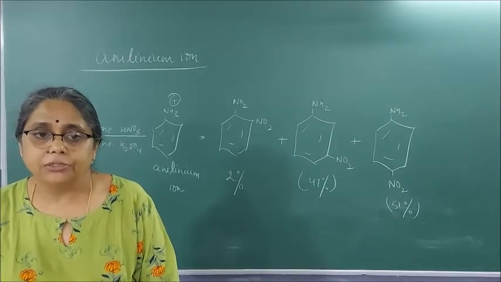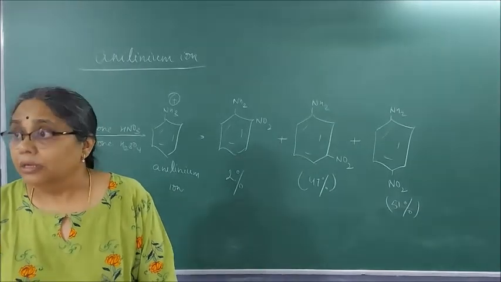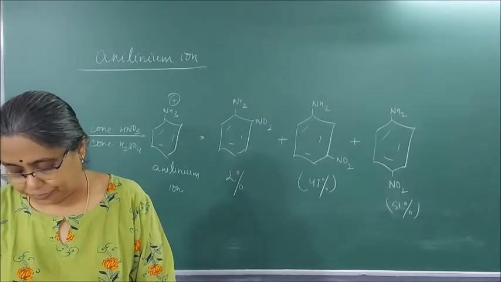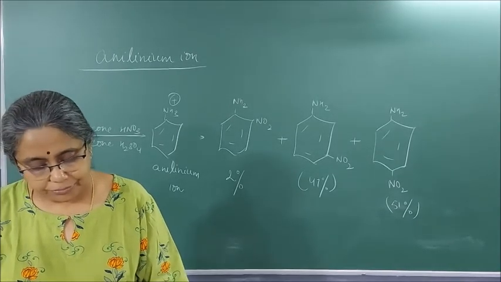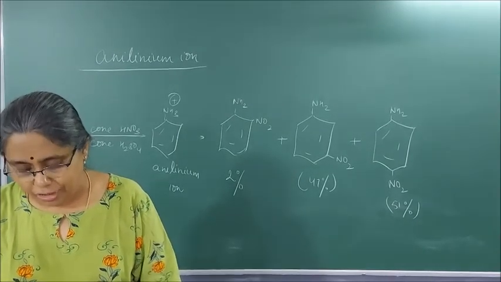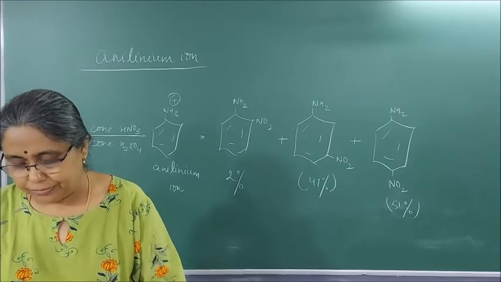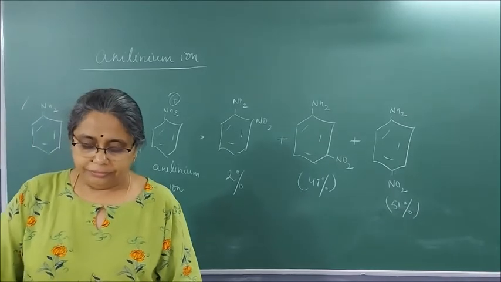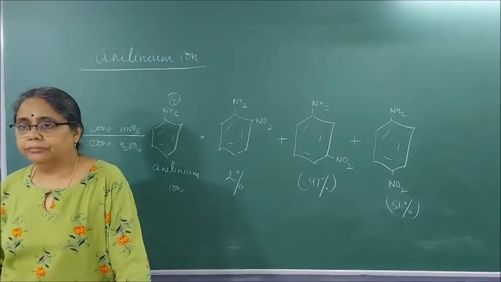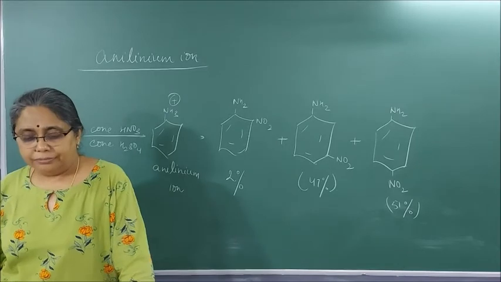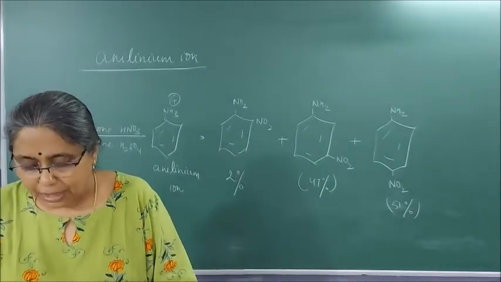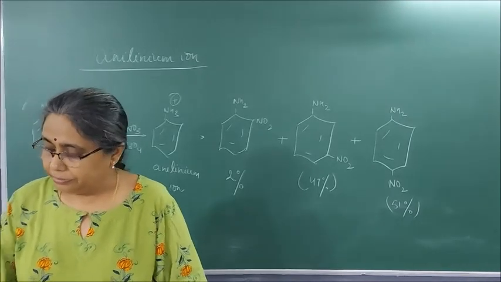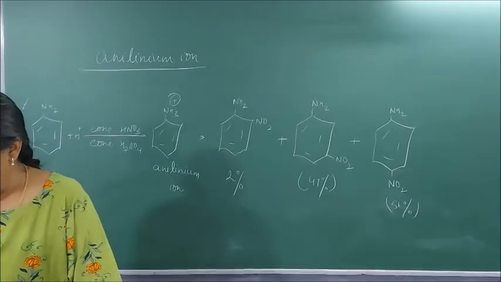Now write, to get a monosubstituted nitro compound, what will be done first? Acylation is done first, and then nitration to get the para-nitro derivative as the major product.